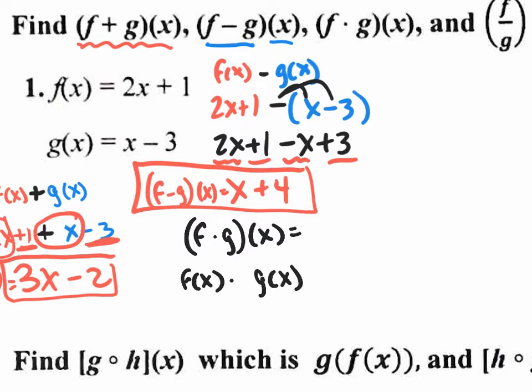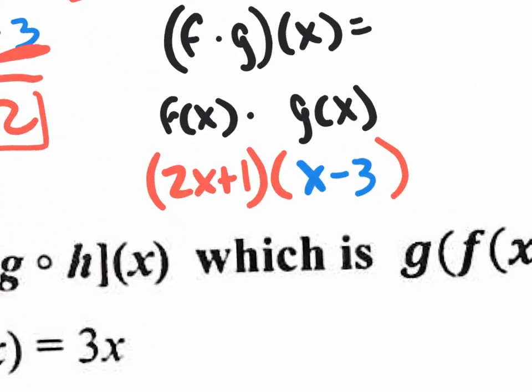So what is f of x? It's 2x plus 1, put in parentheses, and then your g of x, that's x minus 3, put in parentheses. Now we really have a binomial times a binomial, which means we're going to be distributing right here.